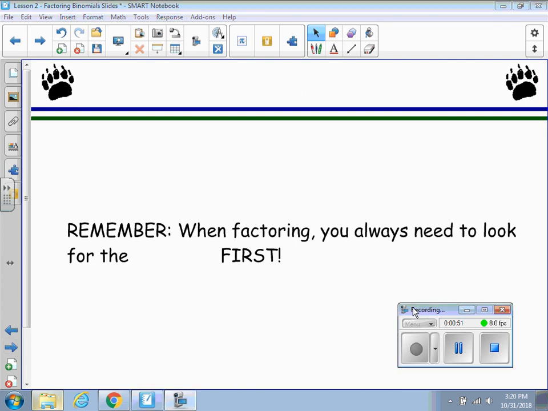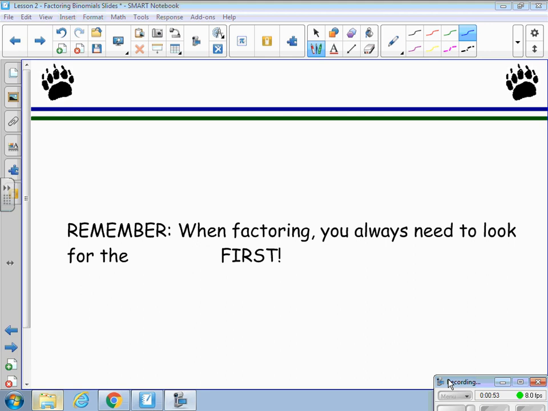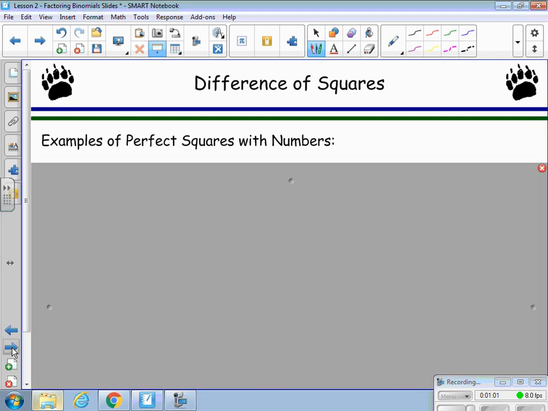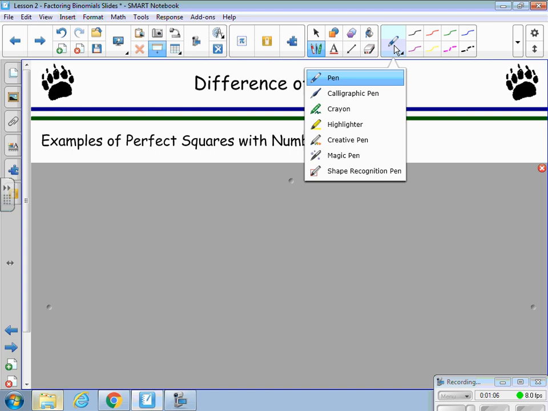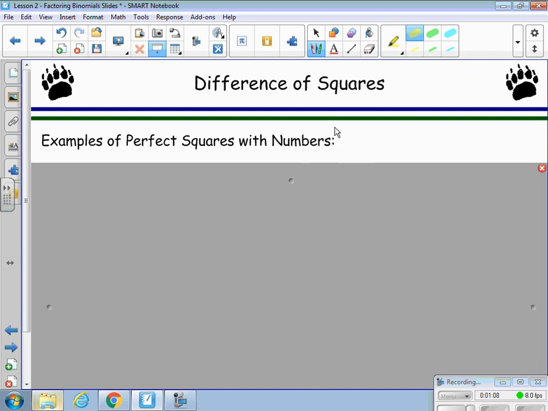So at the top of the notes on our factoring binomials, you'll see when factoring, you always need to look for the GCF first, which is what was explained in our first video. Whenever we're factoring, we want to be on the lookout for special types of binomials. So after we factor out a GCF, we want to see, do we have ourselves a difference of squares? Some people call it DOTS, difference of two squares. I just call it difference of squares.